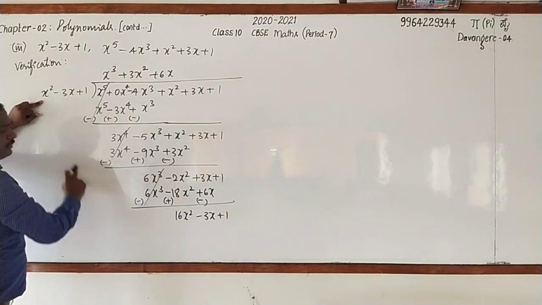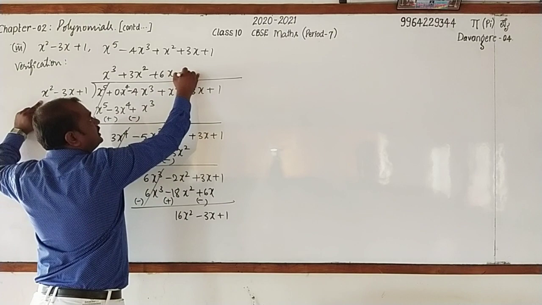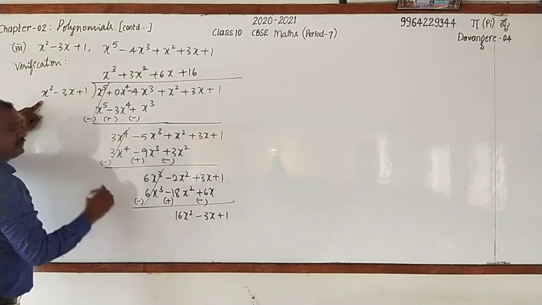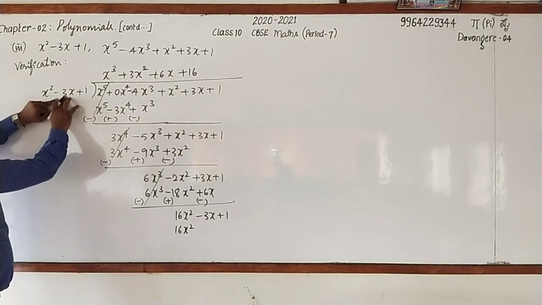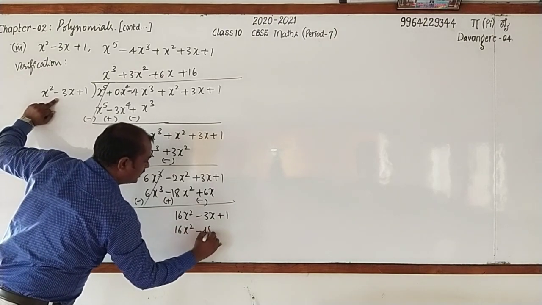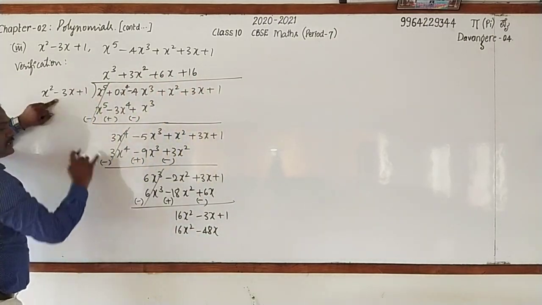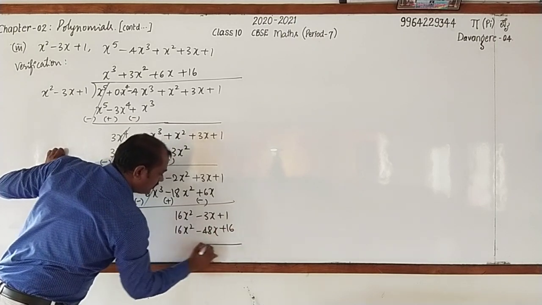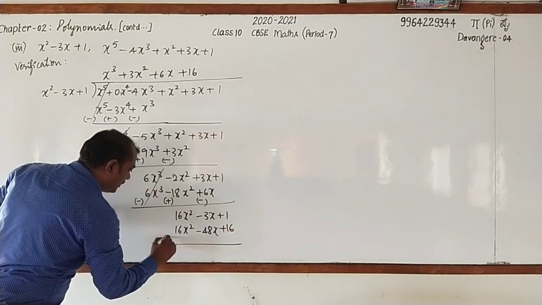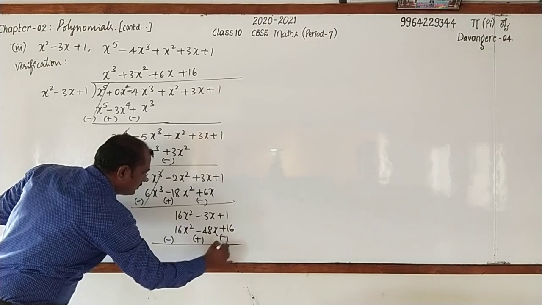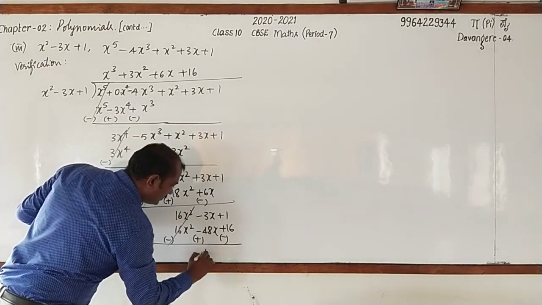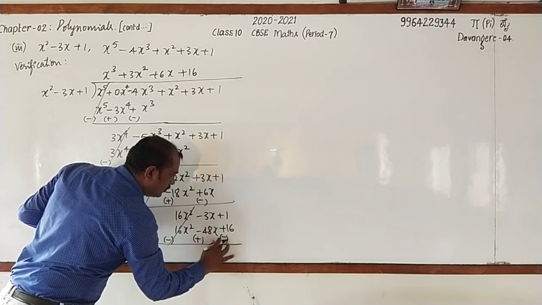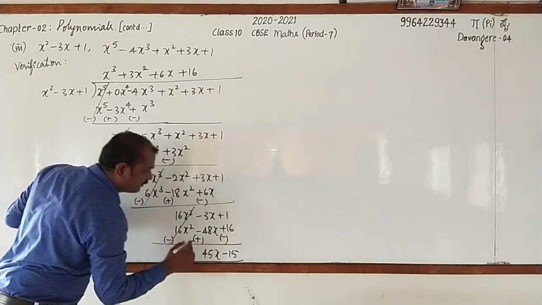Now what should be multiplied with x square to get 16x square? It is 16. Multiply 16. 16 into x square, 16x square. 16 into minus 3x, 16 3s are 48. Minus is there, minus 48x. Then 16 1s are 16. Change the sign. Minus, plus, minus. Same terms with a different sign. Minus 3 plus 48, 45x. 1 minus 16, minus 15.